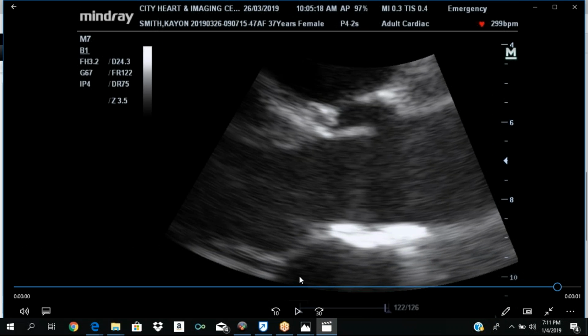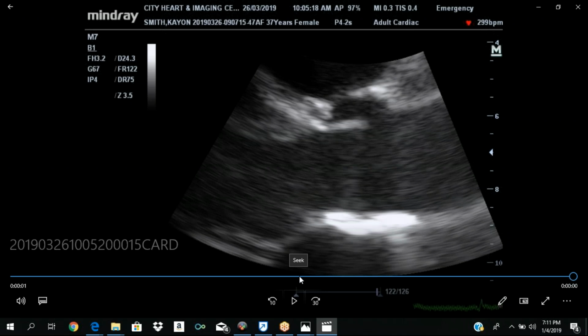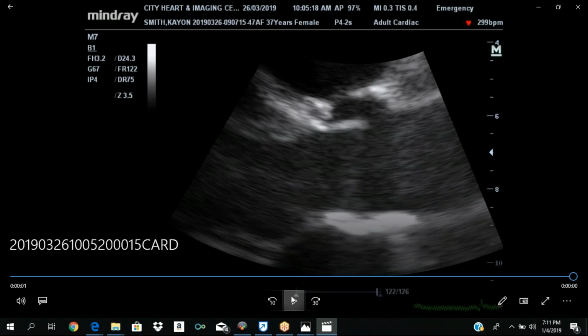Again, know where these features are located on the machine, so you can zoom, you can enlarge things. So if you want to look at the aortic valve opening and closing, you want to have a closer look, you can zoom it and have a look.